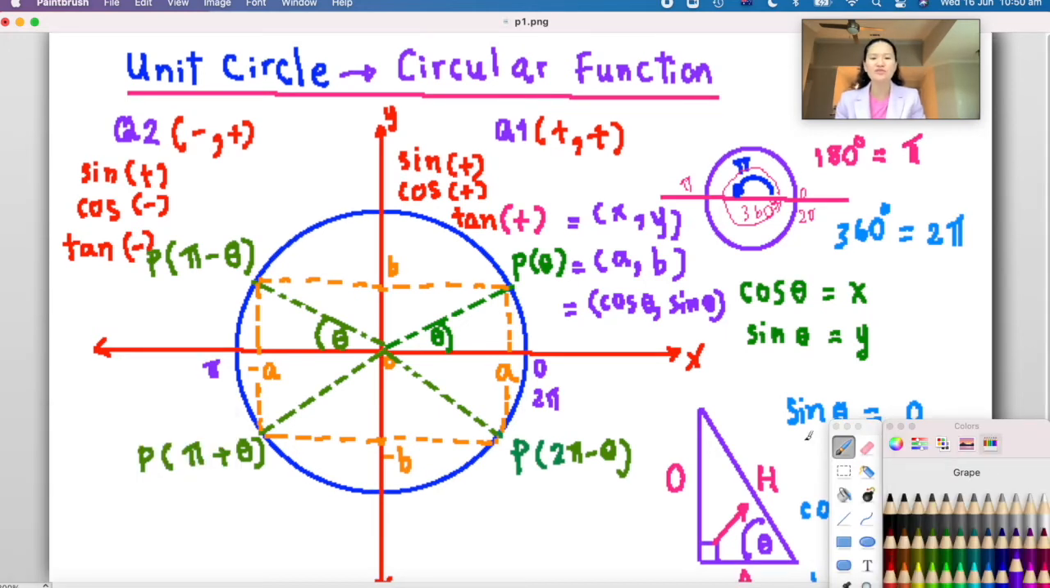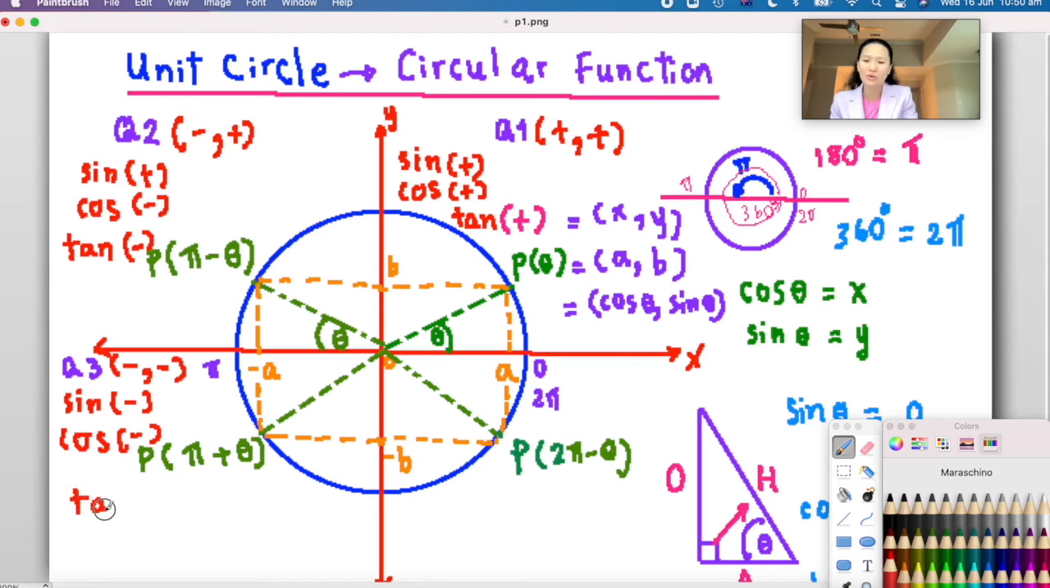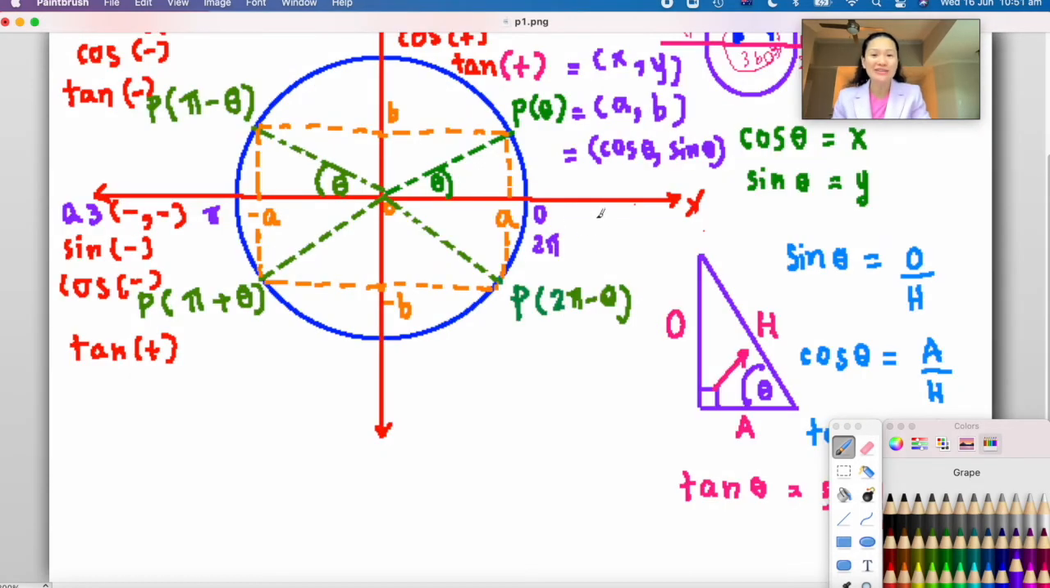Let's go next to our quadrant 3 here. Obviously, we know that x is negative, and our y is negative as well. So I'm going to write down here our sine is negative. Our cos is negative too. And our tan equals sine divided by cos. Negative divided by negative is obviously positive.